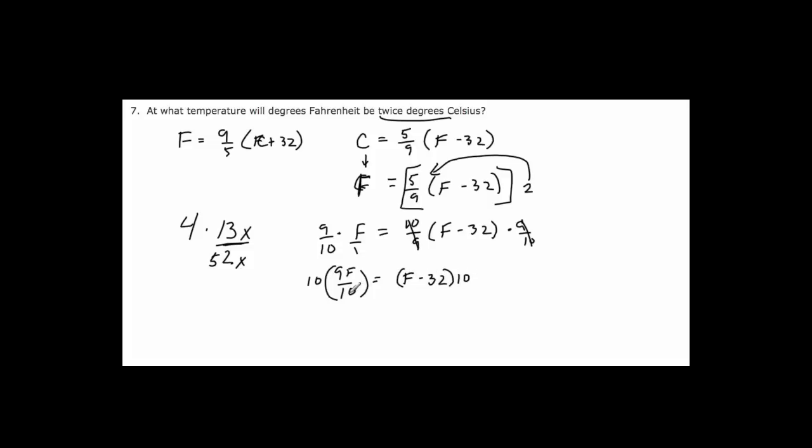10 divided by 10 is 1. 1 times the 9F is 9F. And then do your distributive property here. 10 times F is 10F. Minus 10 times 32 is 320. Okay, let's make our same change opposite switch.